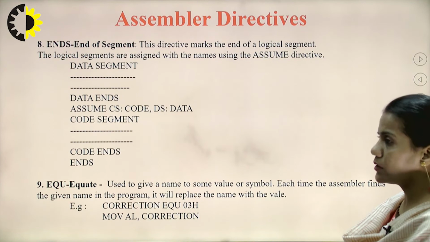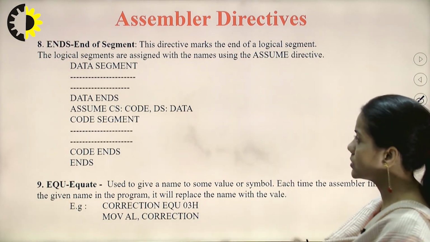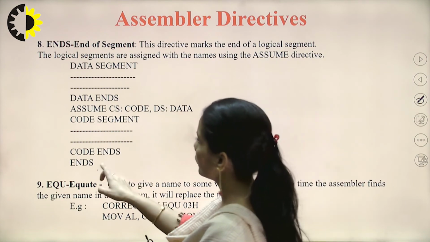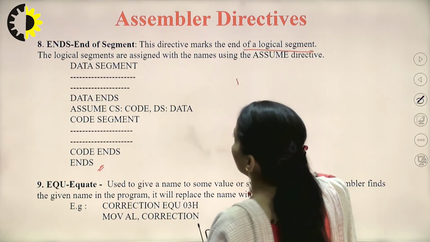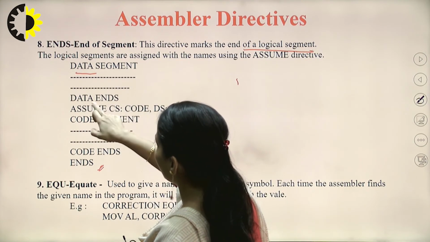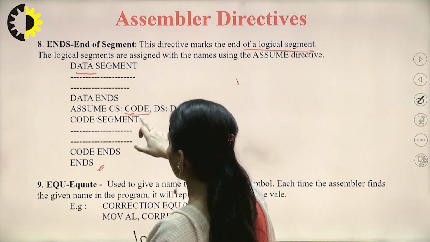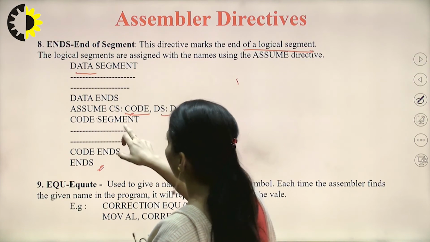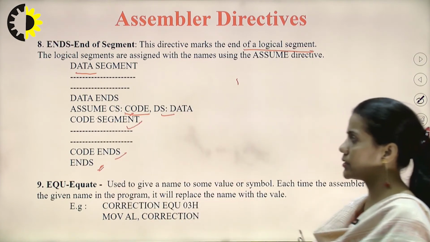ENDS marks the end of a segment. If you want to end the segment, it is written with the help of ENDS. So it marks the end of the logical segment, and here we start the segment named data. Data ENDS, then ASSUME CS:code. Here it is assigning the name to the segment, and then code segment, code ENDS, so END is the end of the program.